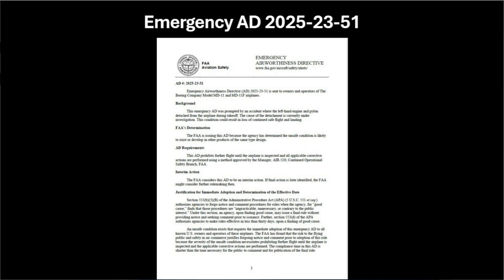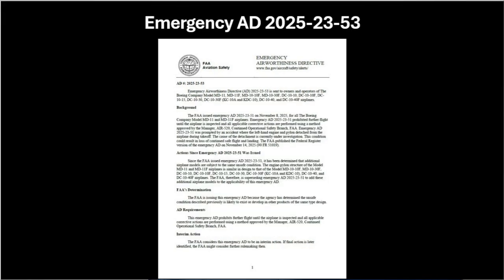UPS, in the first days of the investigation, grounded its MD-11 fleet. This was a sound idea since the MD-11 had become highly suspect. The FAA published FAA Emergency Airworthiness Directive, also known as an AD, 2025-23-51. And this grounded the MD-11. FedEx, another operator of the MD-11, in response immediately grounded its MD-11 fleet.